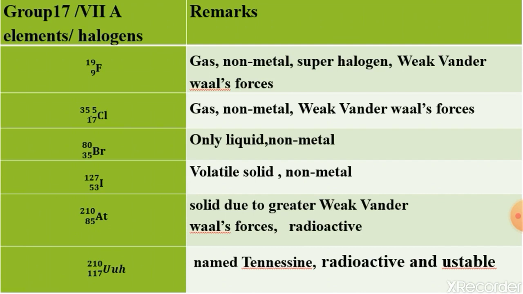Now come to chlorine, atomic number 17 and mass number 35.5. Now it is also a gas, a non-metal, and weak van der Waals forces are also there. That's why this also belongs to the gas state. After chlorine comes bromine. Bromine has atomic number 35 and mass number 80.